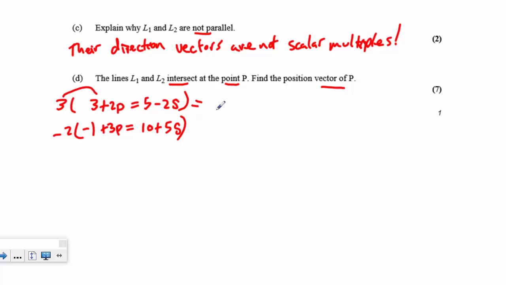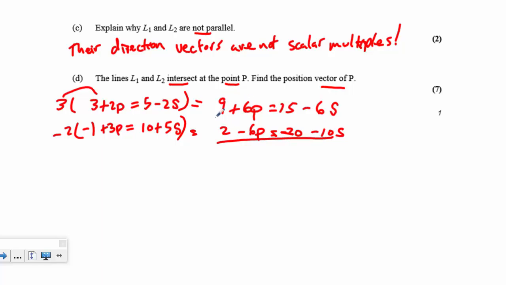So we'll say 3 times 3 is 9. 3 times 2P is 6P. 3 times 5 is 15. And then 3 times negative 2S is negative 6S. Negative 2 times negative 1 is 2. Negative 2 times 3P is negative 6P. Negative 2 times 10 is negative 20. And then negative 2 times 5 is negative 10S.